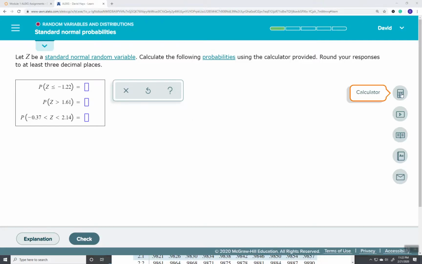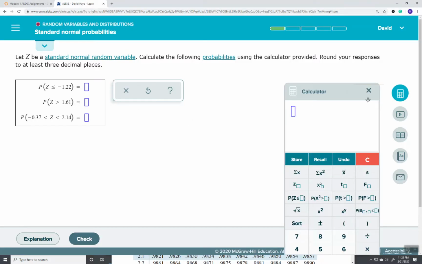Okay, let's take a look at using the calculator to do these problems. Now, when it's the less than or less than or equal to, same idea in any of those types. You got this button right here. If I click that, then I can put negative 1.22 in here and press enter. And that gives us 0.111, the three decimal places.